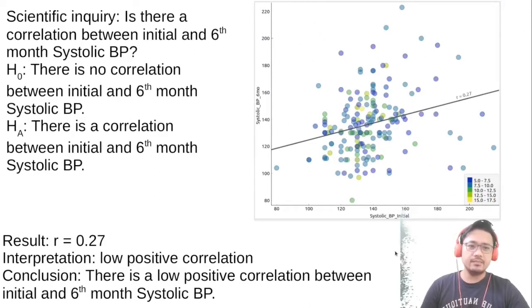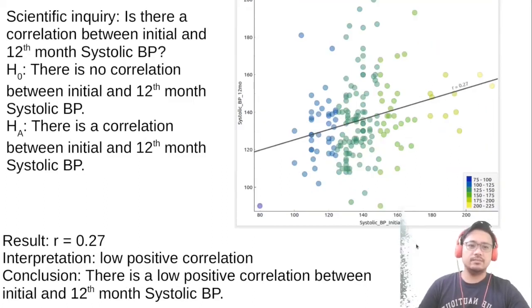Next, initial 6-month systolic blood pressure. You can see that the regression line goes upward. The resulting coefficient is 0.27, which means there is very low positive correlation. It is just the same between initial and 12-month systolic blood pressure. The coefficient is 0.27, low positive correlation.